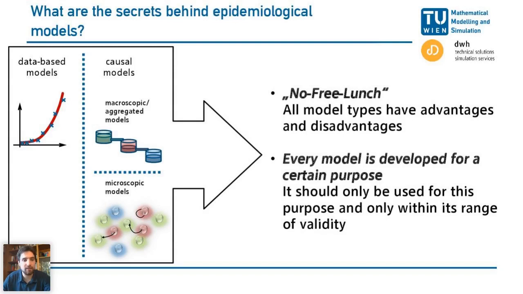And that's the thing which I need to focus on, the modeling purpose. So a model should be used within the range of its purpose, and only within the range of its purpose. And within the range of validity. So there is no such thing as a free lunch theorem in which you say, okay, there is one perfect model which you are always using to simulate epidemics.